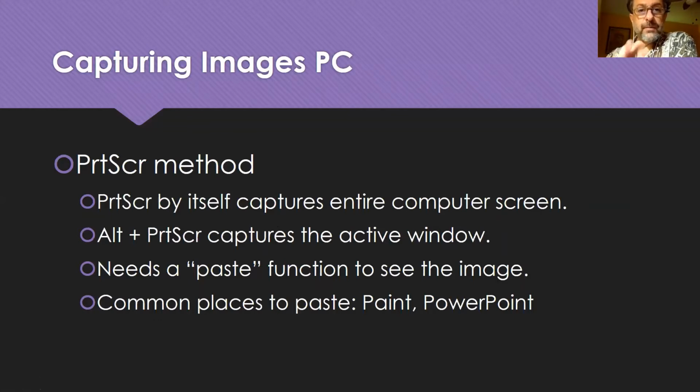And again, you can use modifier keys in combination. In my case, since I've got to use the function key to get to print screen at all, if I were going to use the capture active window, I'd have to hold down function and Alt and then tap the print screen. And again, I need a control V or a paste function to see the image, and some common places that I might utilize that would be in Paint, which is a free program that comes with your PC, which is a way to paste and edit images, or maybe directly into something like a document or a PowerPoint presentation. That is one way.